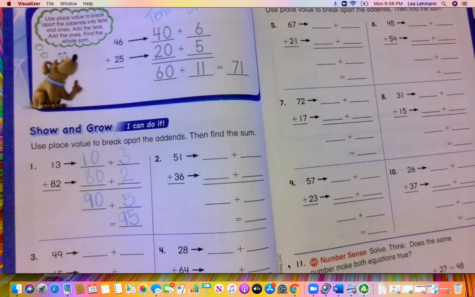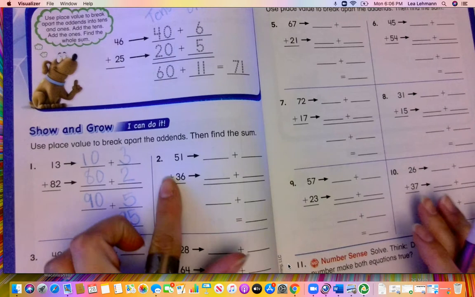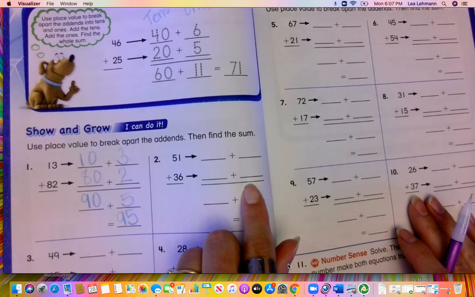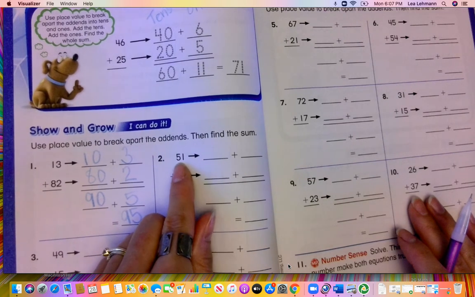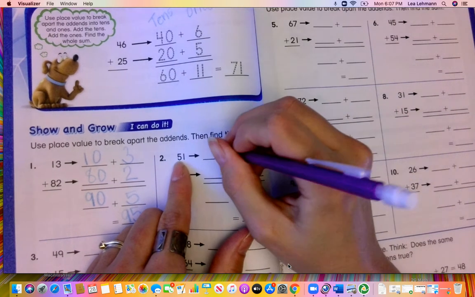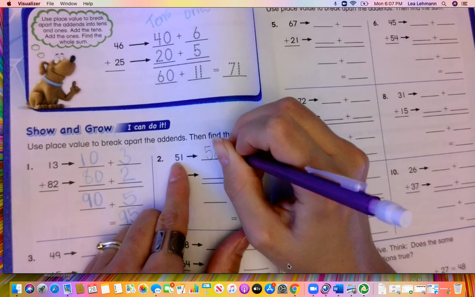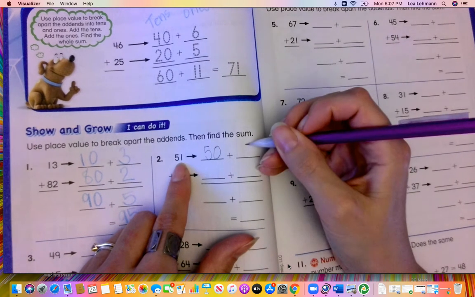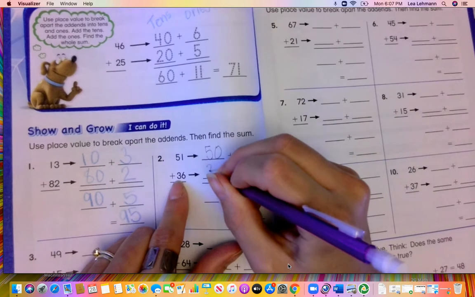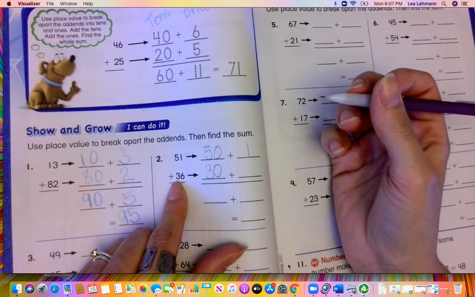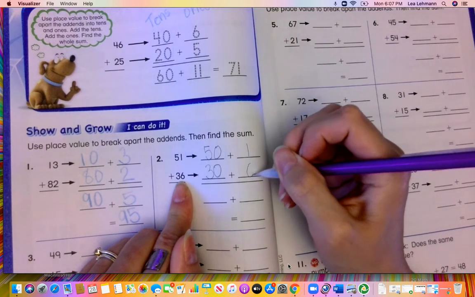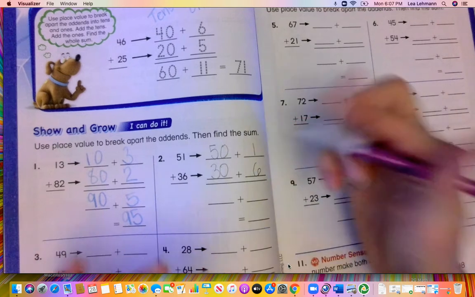It says 51 plus 36. Okay, so the first one is our tens place, and that's our ones place. All right, so what's in our tens place over here? We have 5, 1, 51. So that stands for not 5, but 50. And that 1 stands for 1. Now we have 36. That 3 is in the tens place. Stands for 30. And that 6 is in the ones place. Stands for 6. Okay? All right, now I have my 50 and my 30.